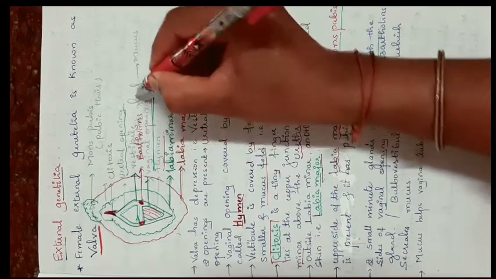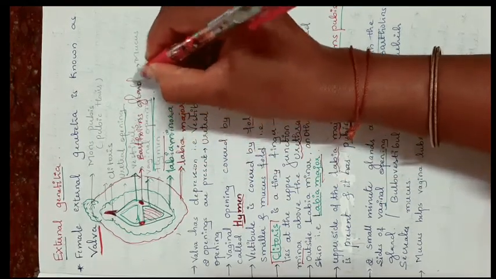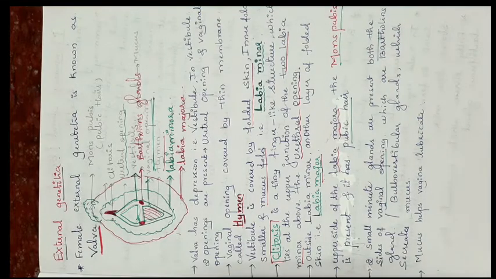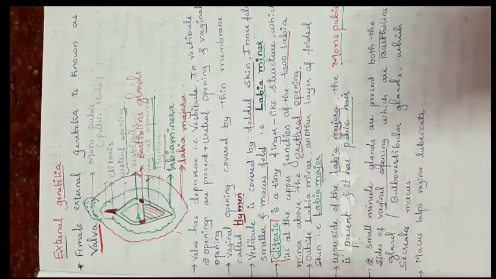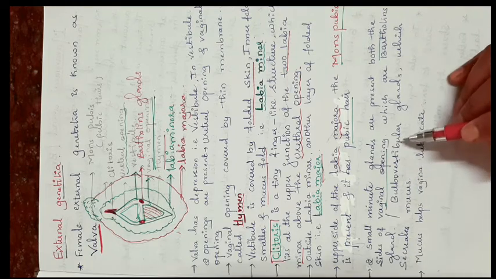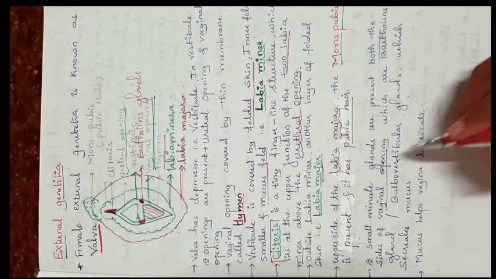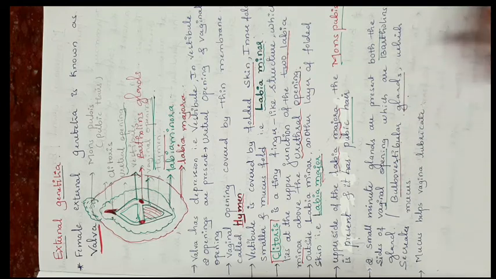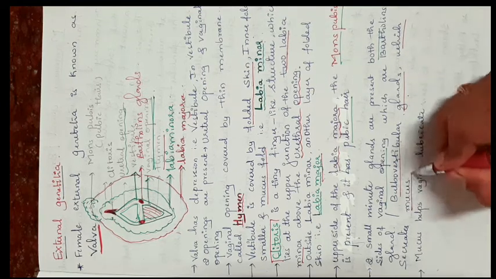Bartholin's glands. Okay, what is the function of Bartholin's gland? Another name for the Bartholin's gland is the bulbovestibular gland, which secretes mucus.